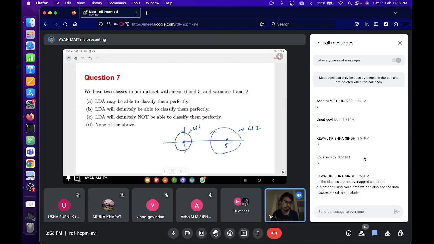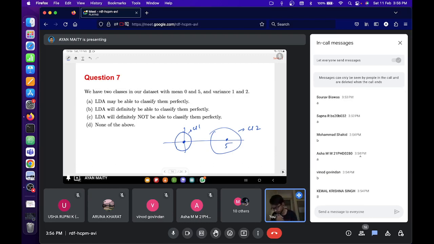So most of you have written B here, that it will definitely be able to classify them perfectly, and some of you have also written A, that it may be able to classify them perfectly. So the variance is 1, which means the standard deviation is also 1, which means it is the average of the deviations from the mean. It is not that all the points will lie within that only. Some point for class 1 might even lie here, maybe only 1 point, but it can still lie here, isn't it?